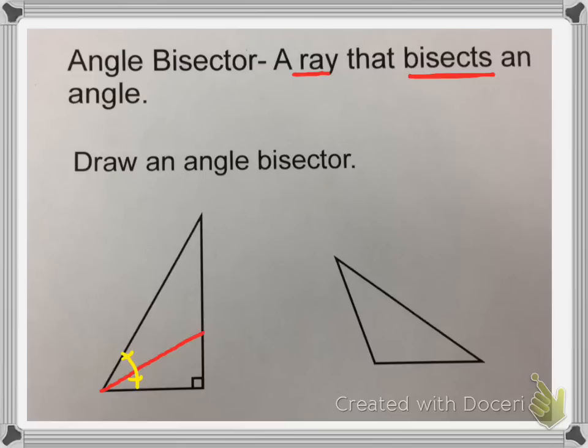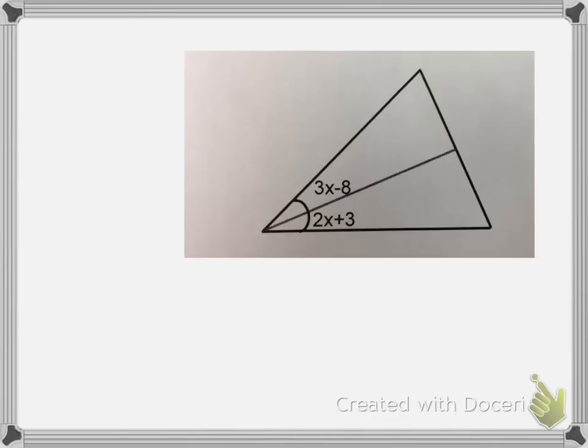Okay, so let's do this other one. Same thing, you're going to start from a vertex, and let's go ahead and go from the top. You're going to go down till it meets the opposite side. And what that does again is that it splits that angle into two congruent angles. Okay, so an angle bisector is a ray that bisects an angle. Okay, so let's do a practice problem.